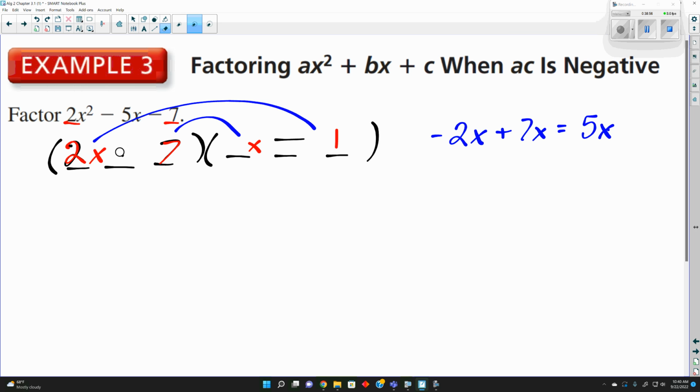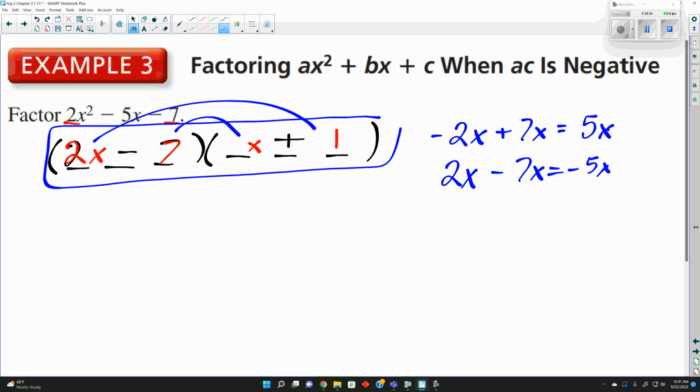So positive in the second one, and negative in the first? Yes. Because the number that we got was the correct number but the wrong sign, flip the signs. If we got the wrong number, change one of the terms. Because if we check it now, 2x times 1 is positive 2x. Negative 7 times x is negative 7x, which does give us a negative 5x. And this is it here.